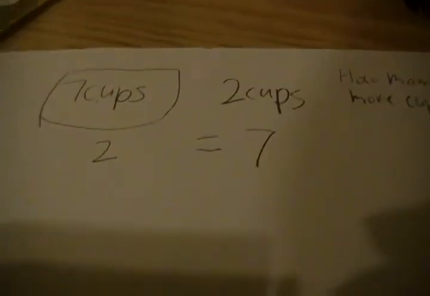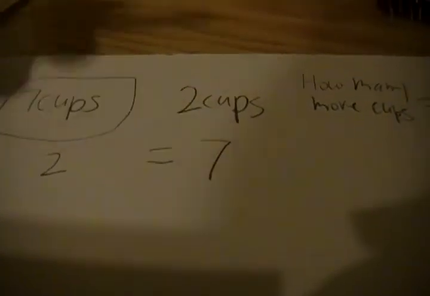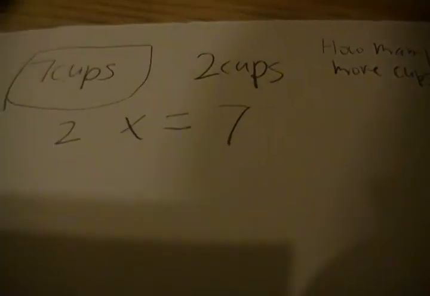How many more cups? Alright, if this is what we're asking, we're going to make that equal to x. So anytime you want to know how many more, or how much, in a word problem, listen carefully, you make that what we call the variable. Okay? So in this case, we know that we want 7 cups. We know we've put in 2 cups. Now we want to know how many more cups we have to put in. So we have to use a variable x.